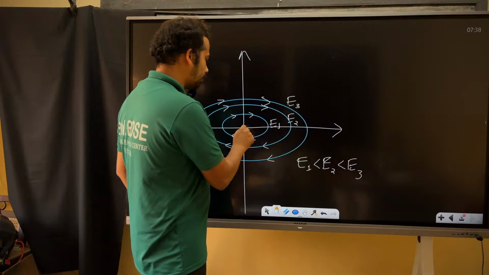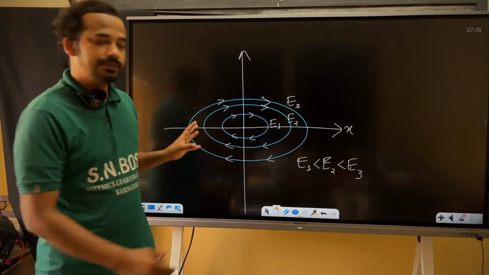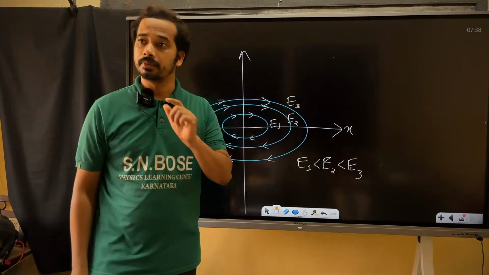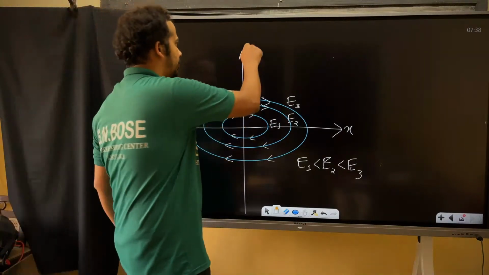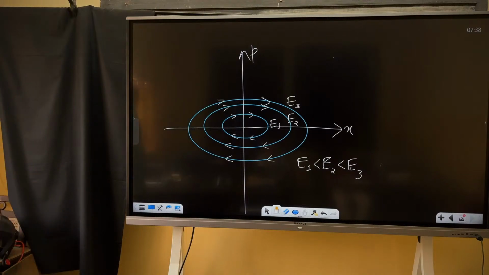Here it is shrinking at the origin, because the origin is our stable equilibrium. It will shrink to the point of stable equilibrium. That point you need to make. As you decrease the energy.